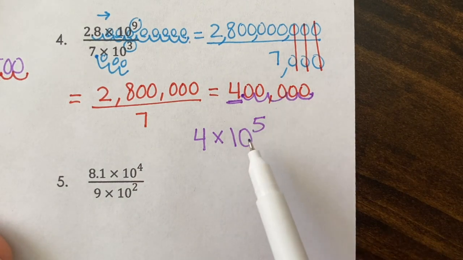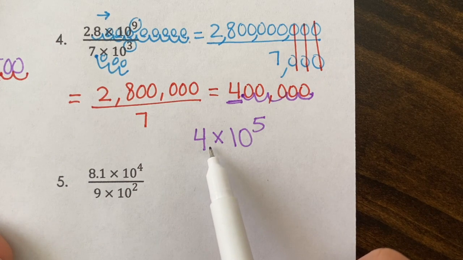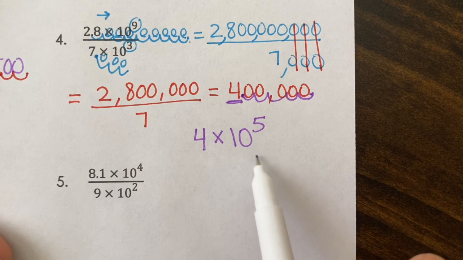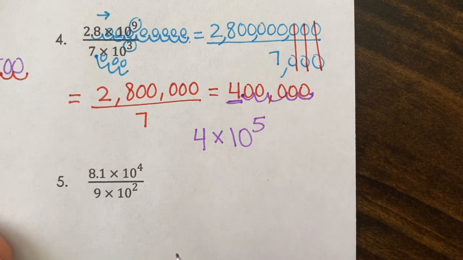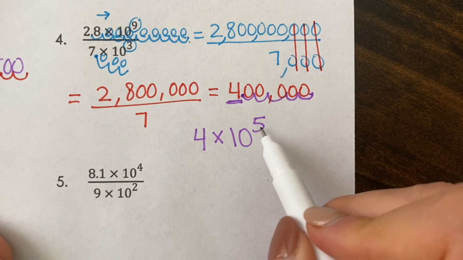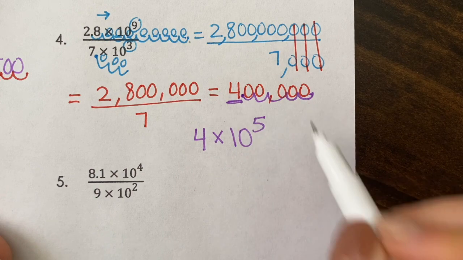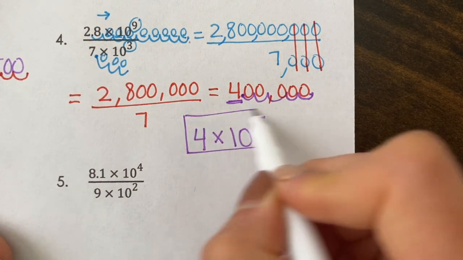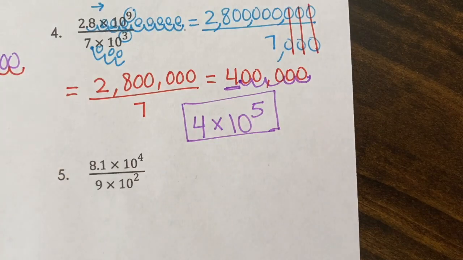If you would like to check to make sure it's the same, you can put your decimal back where it was and move it 1, 2, 3, 4, 5 to the right. That's going to give us 400,000. It's the very same thing. You also want to make sure you keep this positive because 400,000 is a large number. So your answer is 4 times 10 to the 5th power.